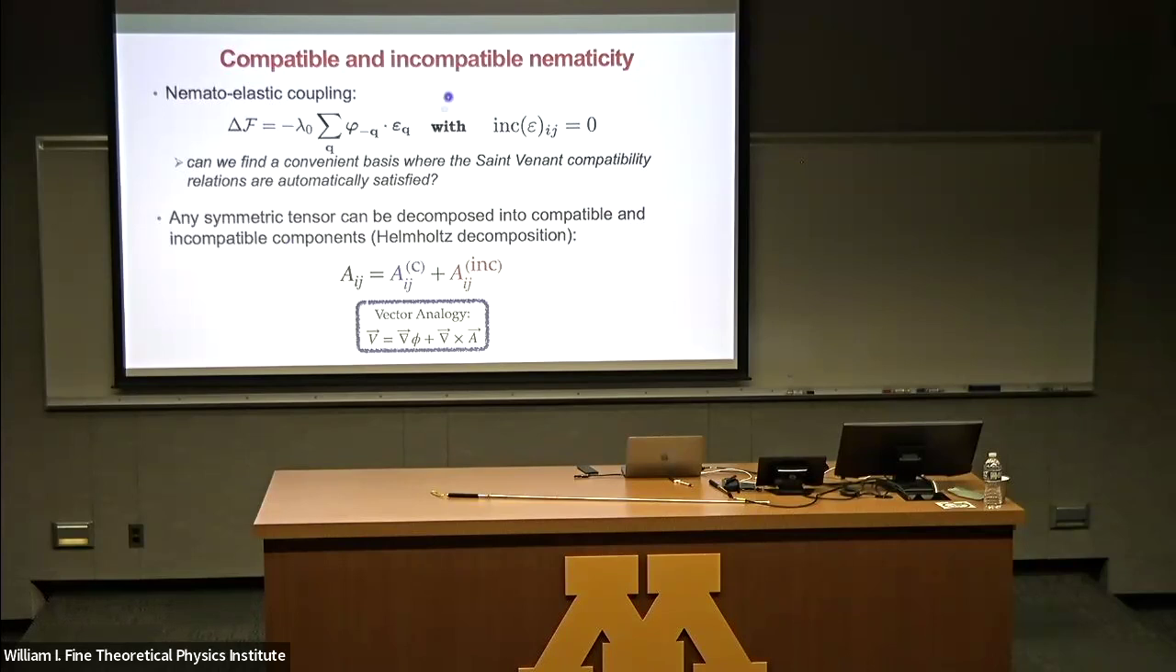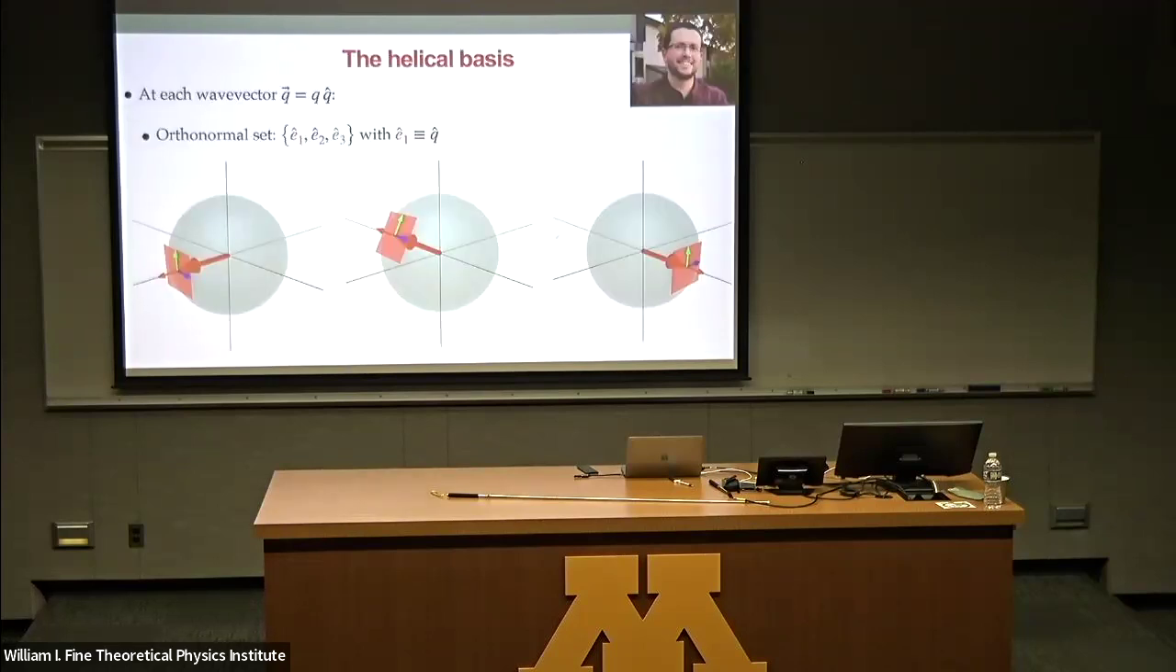Instead, what we decided to do is think similarly to the Helmholtz decomposition in electrostatics. We can decompose any vector into curl and gradient. We can do the same for rank 2 tensors. We can separate them into a compatible and an incompatible component, and that's what I want to do. And Joe actually figured out what we call the helical basis, which does that for you for free. You pay a price, but it's not that heavy a price.